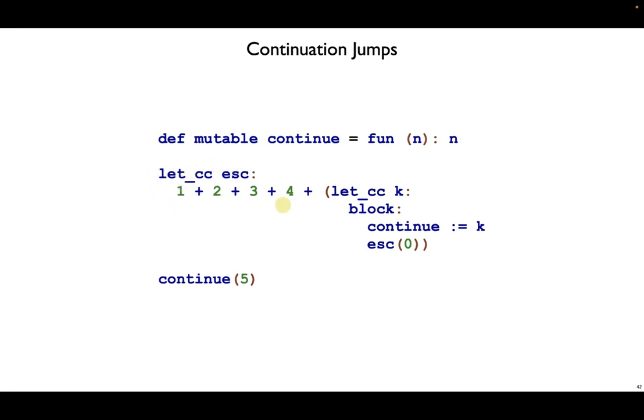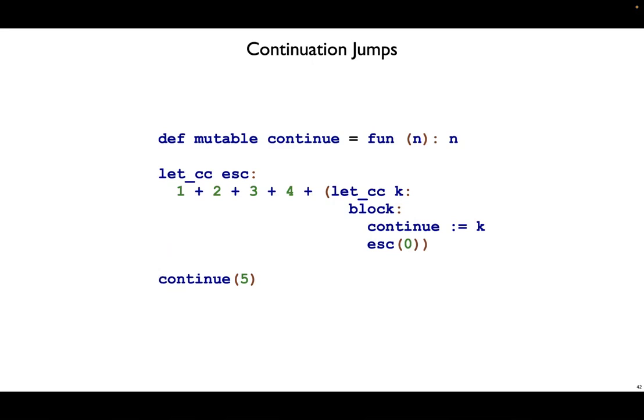And then we have 1 plus 2 plus 3 plus 4 plus letscc for the next continuation. And inside this block, we bind continue to k. So now our mutable variable has a new value, and it's the k right here. And then we escape up to 0. So at this point, we don't do any addition for 1 plus 2 plus 3 plus 4. Escape jumps out to the top of this letscc. And now that we're back at the top, we call continue with 5. So that jumps back into the continuation k. And the result of this program is the sum 1 plus 2 plus 3 plus 4 plus the 5 that we swapped into the hole.